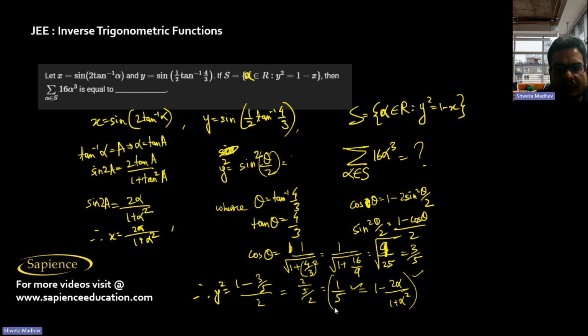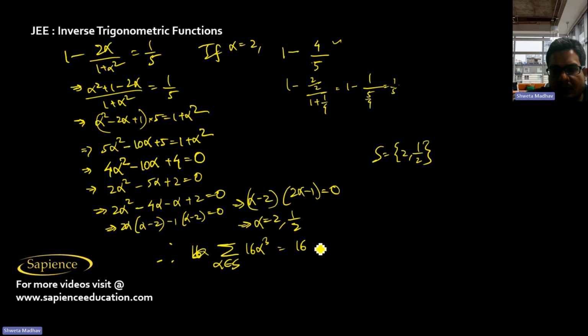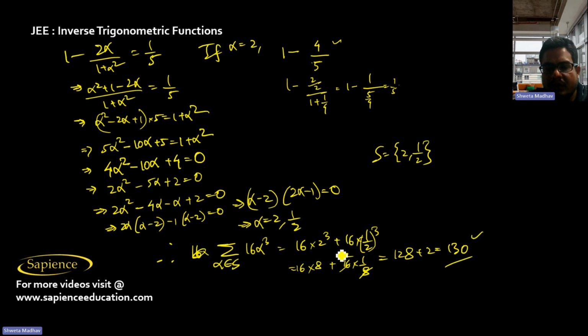So alpha can be either 2 or half. Therefore we can take alpha as 2 or half. So the summation over alpha belonging to set S, where S is 2 and half, of 16 alpha whole power 3. So this will be 16 into 2 power 3 plus 16 into half power 3. So this will be 16 into 8 plus 16 into 1 by 8, which is 128 plus 2, that is equal to 130. So the required answer is 130.